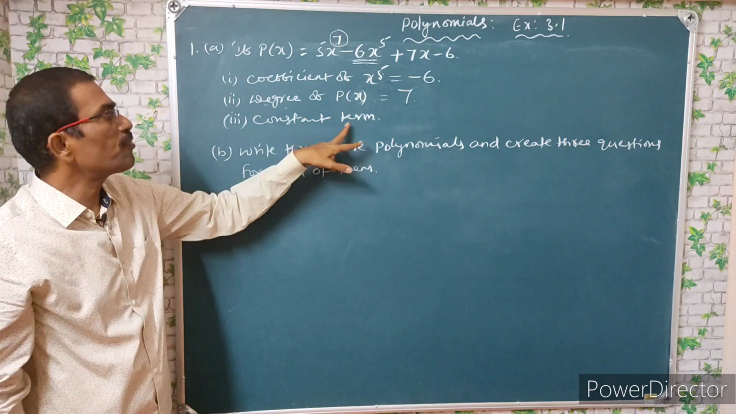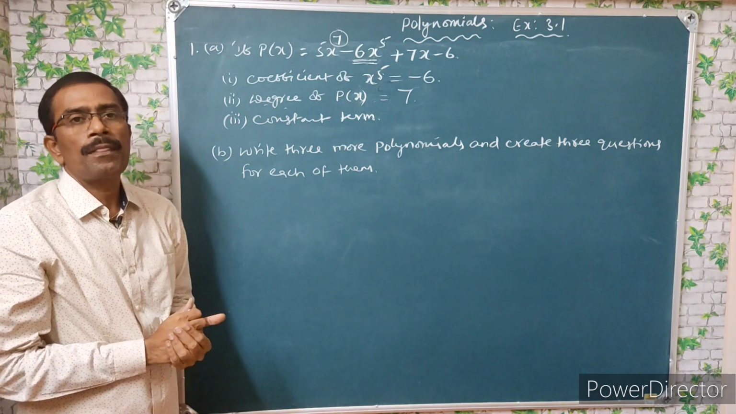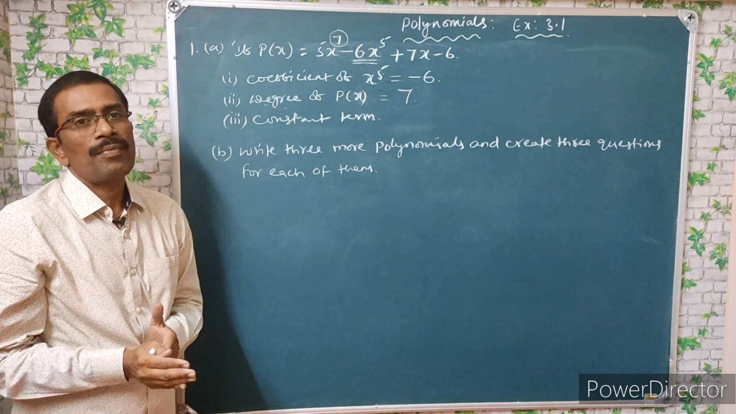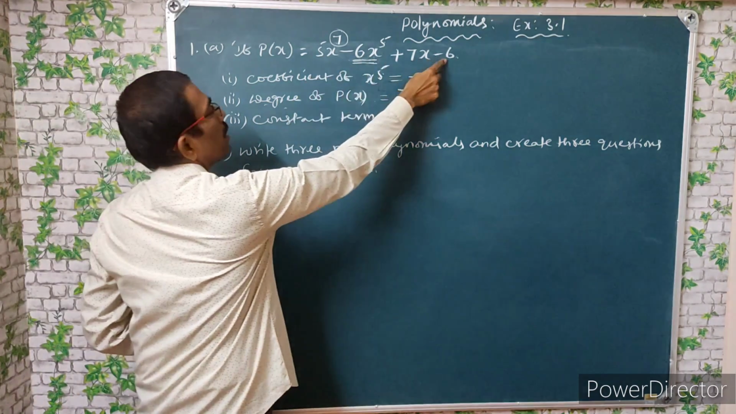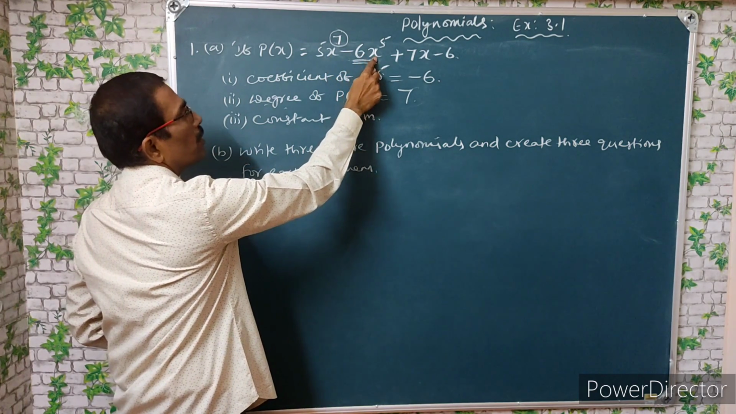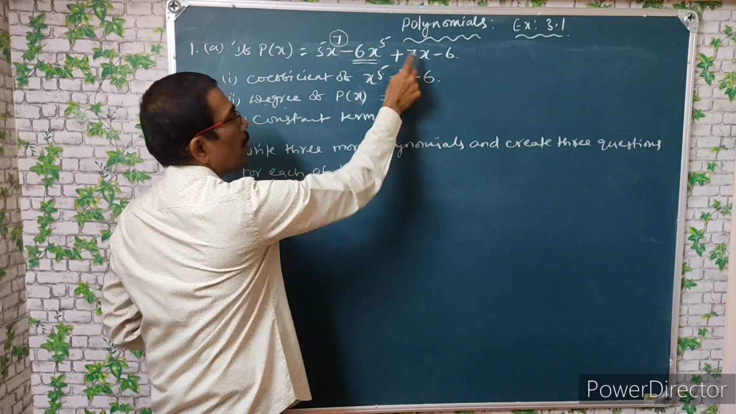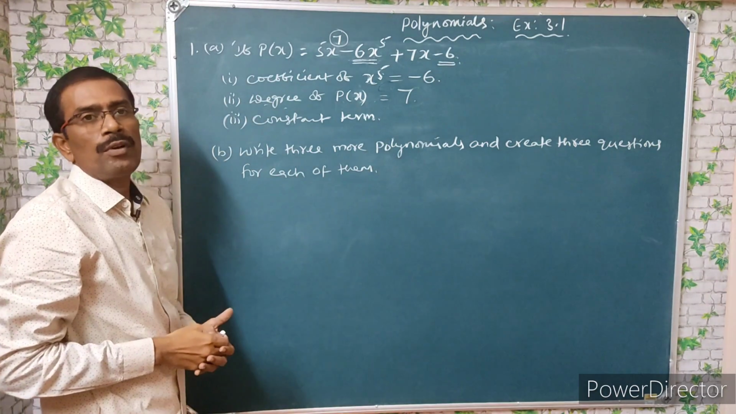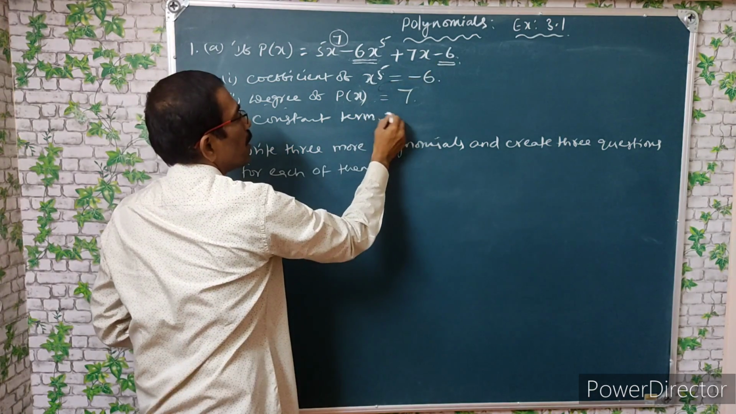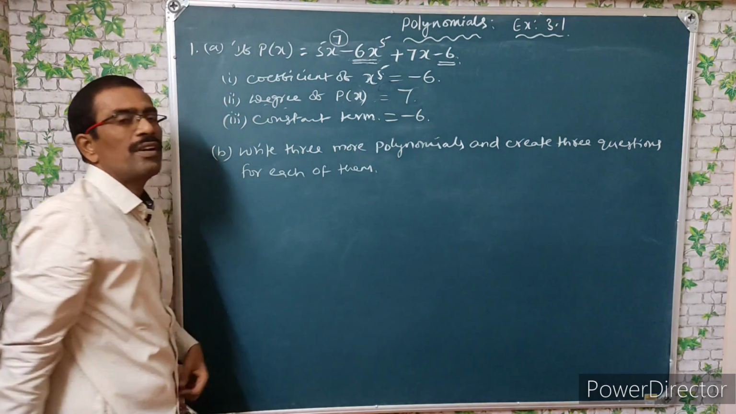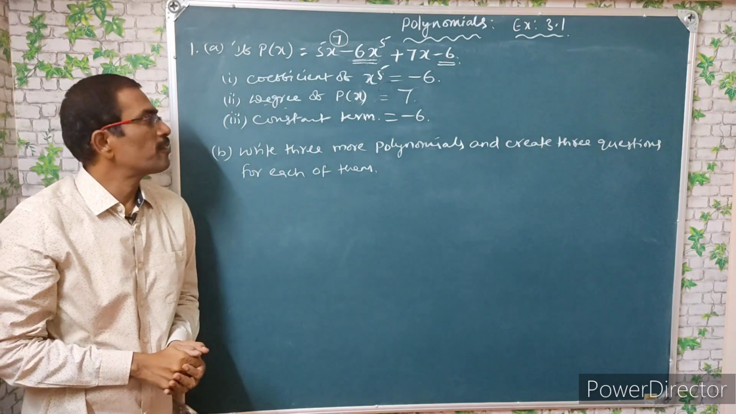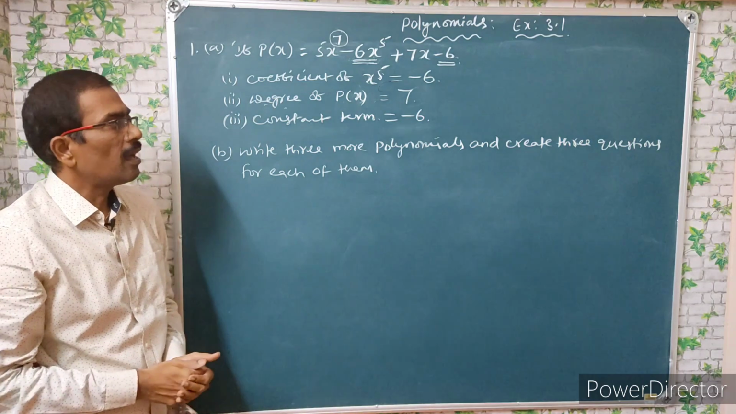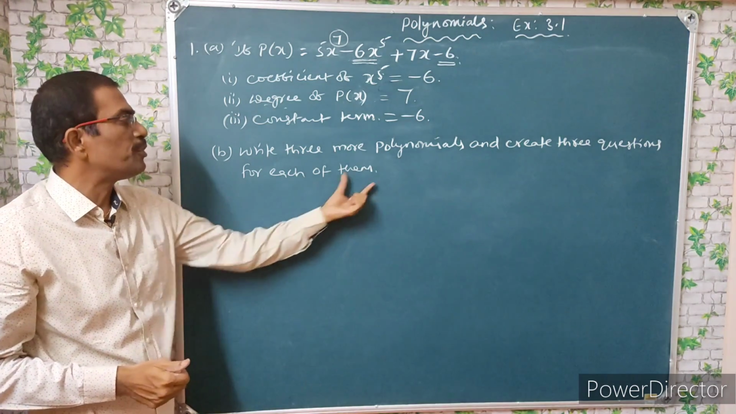Okay. Next, constant term. What is constant term? The term without variable is called constant term. Look at all the terms here. This contains variable, this term contains variable, this term also contains variable. This term has no variable. So therefore this is the constant term. So minus 6 is the constant term. Understand?